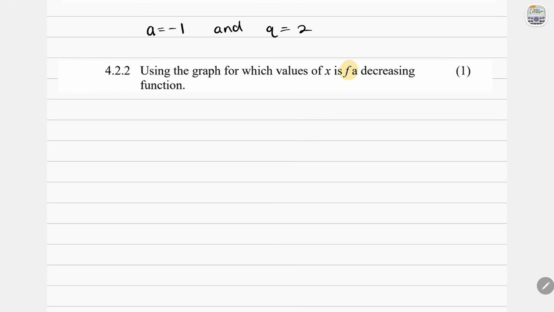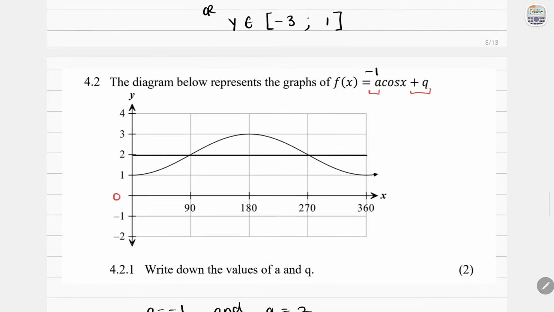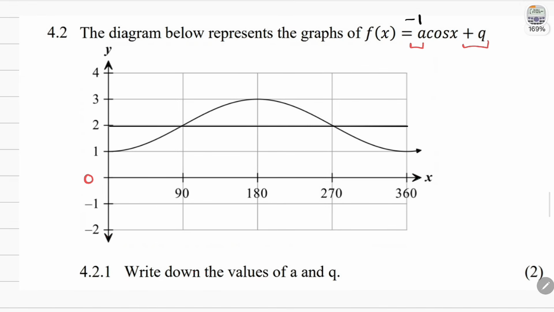So where is f decreasing? We need to tell them the values of x for which f is decreasing. Okay, let's just look at what f is doing all through. You see, from here to here, what is the graph doing? When you read it from left to right, it is increasing. And then it reaches a turning point, and then it starts decreasing. So we can see that it's decreasing from here, after that turning point, and then moves down like that.